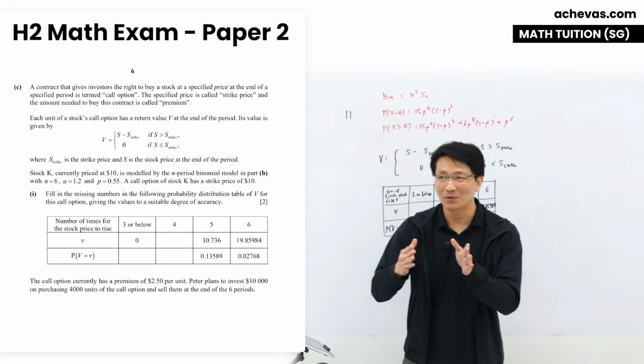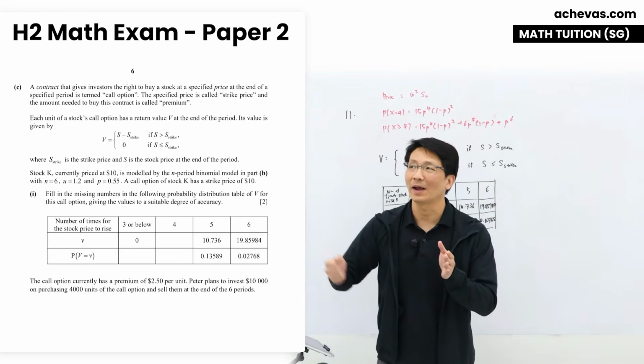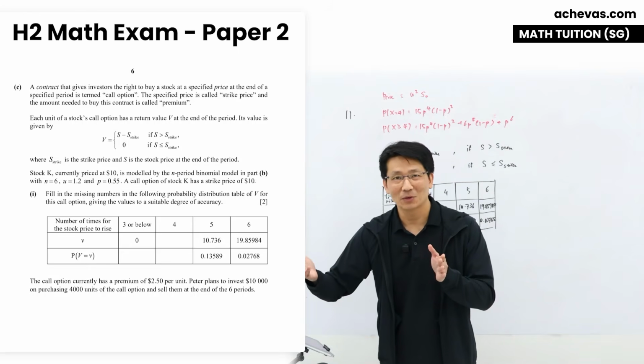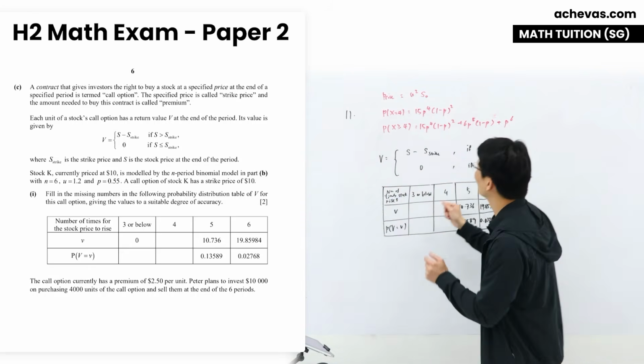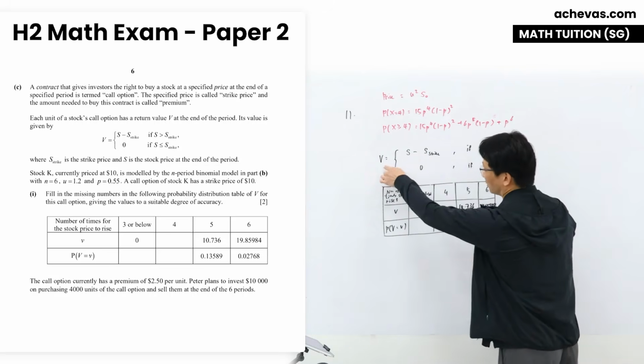But after 6 periods, it can go up. If it goes up, to more than 10, then we can use that more than 10 value to subtract away $10. That will be the so-called value.